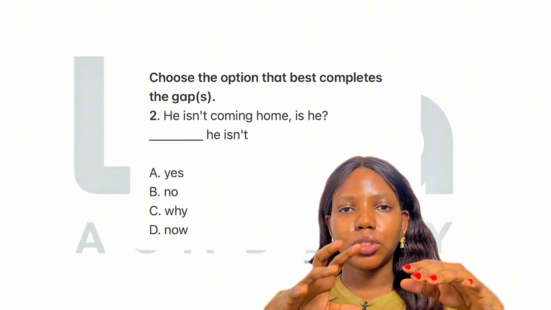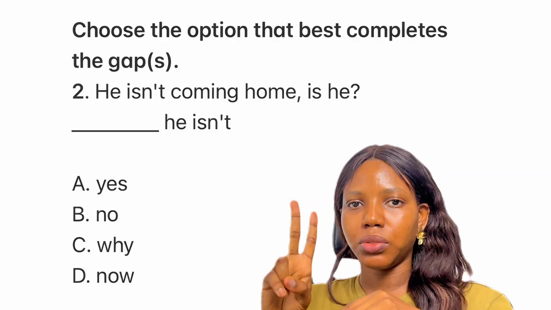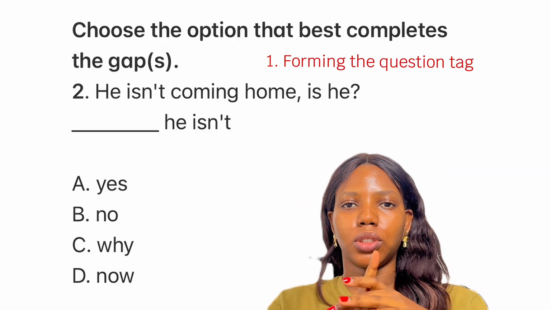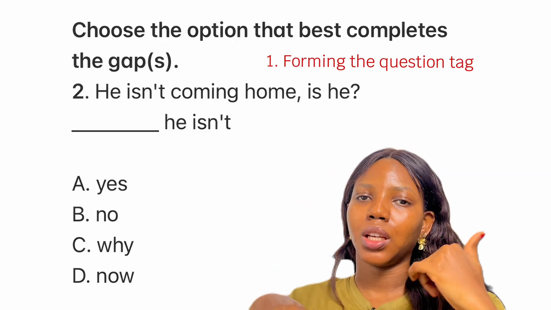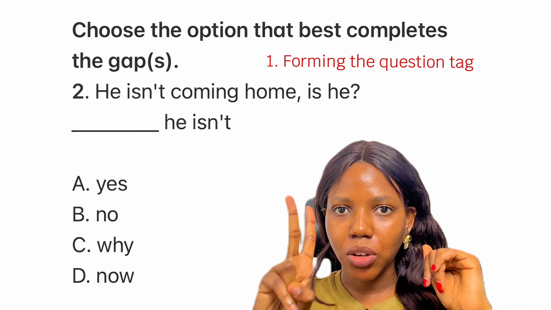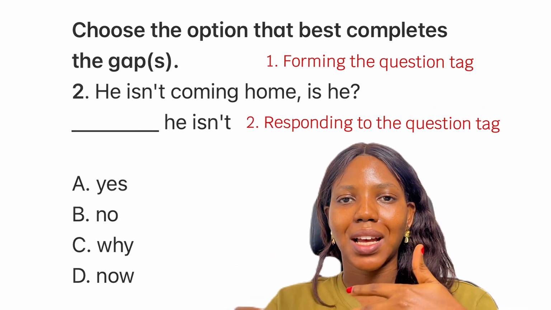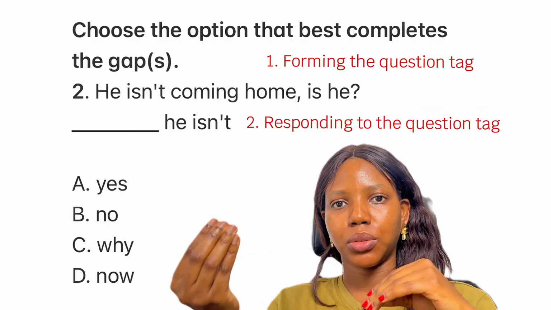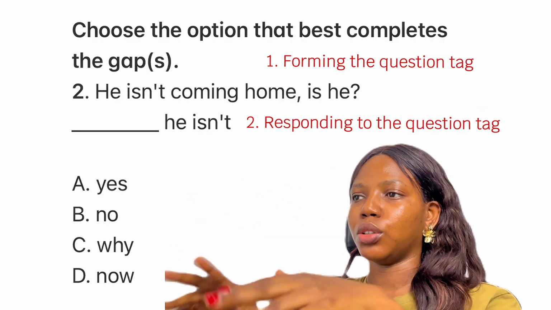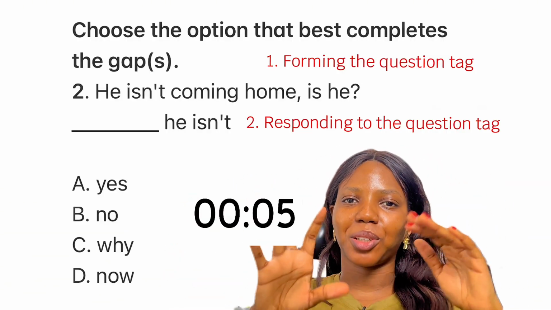Now, examiners usually test question tag in 2 different ways. The first is forming the question tag, which is what we just completed, the previous question. The second is responding to the question tag, either by agreeing or disagreeing, which is what you need to do now. So, answer this question in the next 5 seconds.